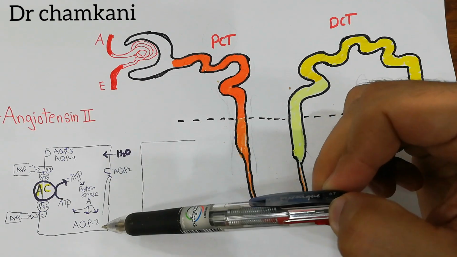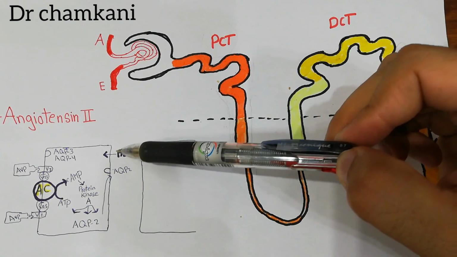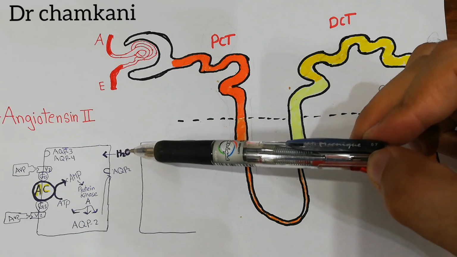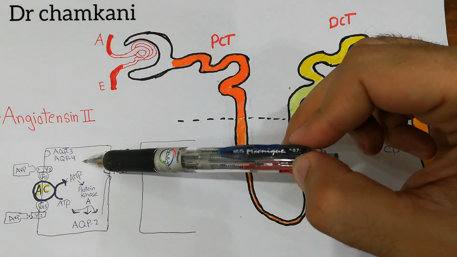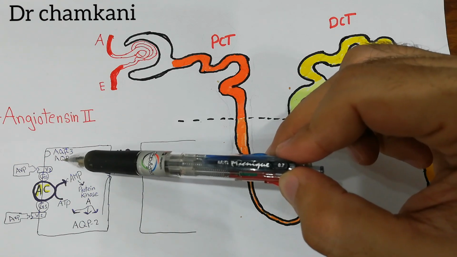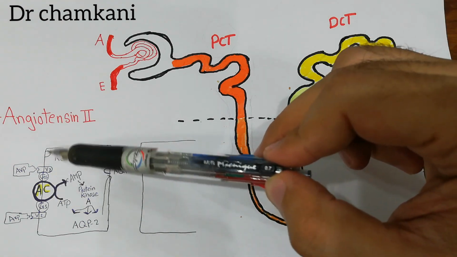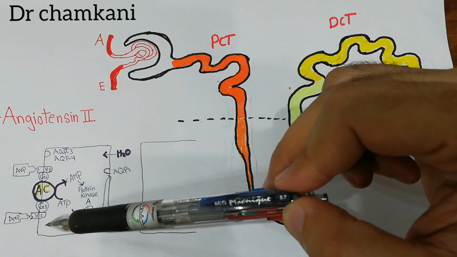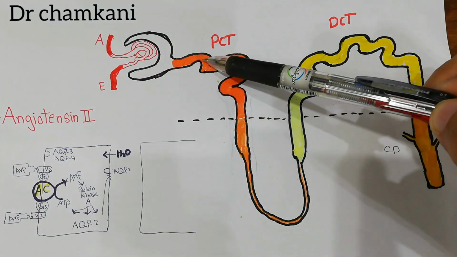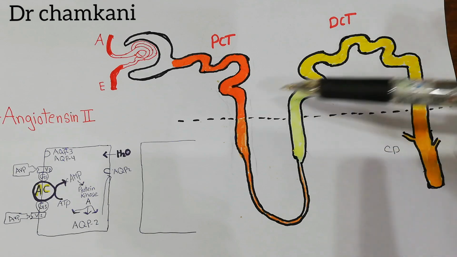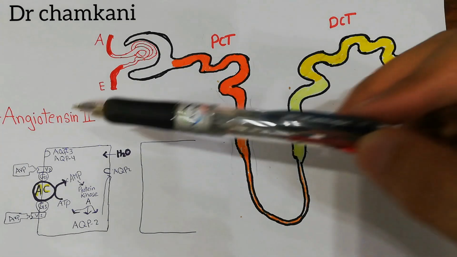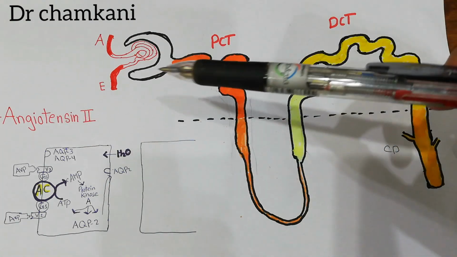They get attached here, and the water present in the lumen starts moving from the lumen into the cell, and then from the cell through aquaporin 3 and aquaporin 4, this water moves out of the cell into the interstitium. That's how the water which was filtered in the tubule is reabsorbed in the distal tubule, collecting tubule and collecting duct with the help of antidiuretic hormone.